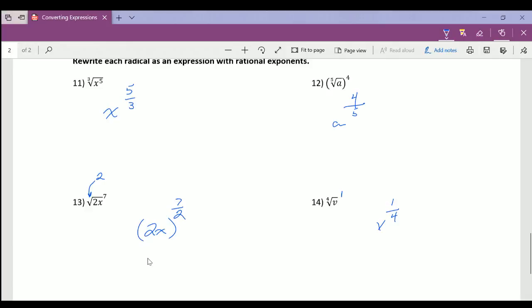And guys, that's basically it for how you go about converting back and forth between expressions that have rational exponents and radical expressions.